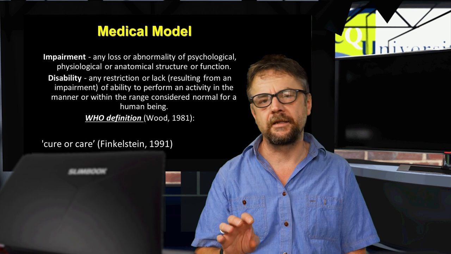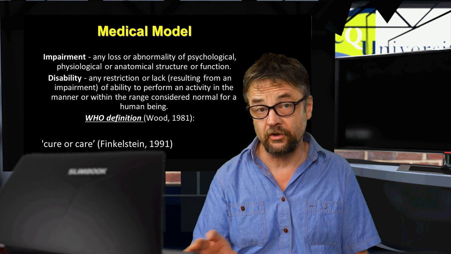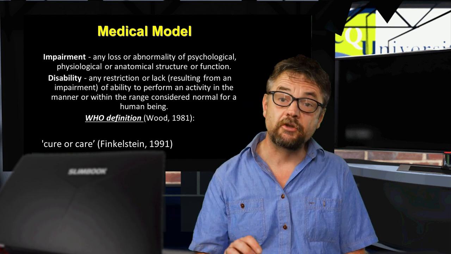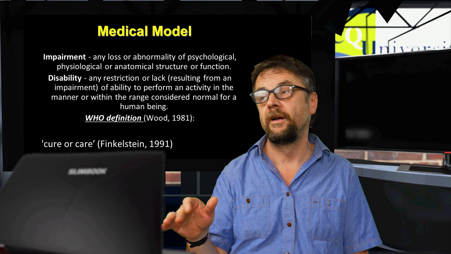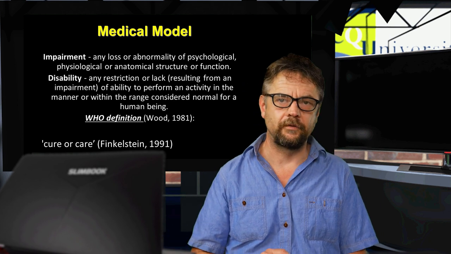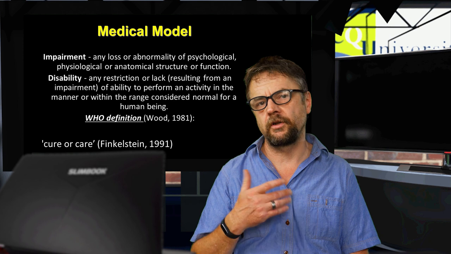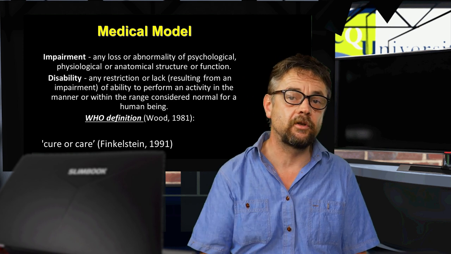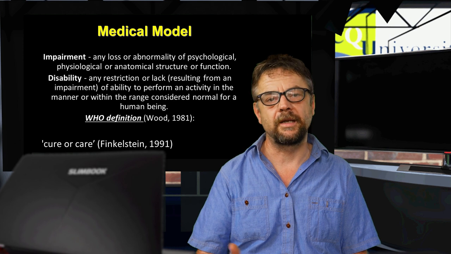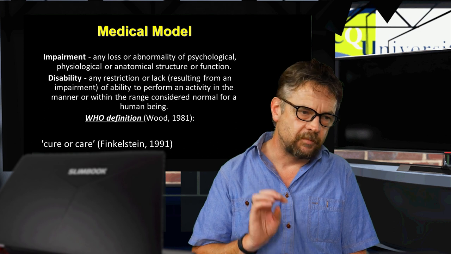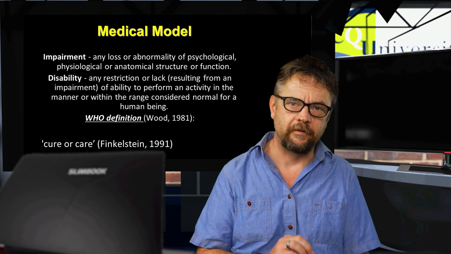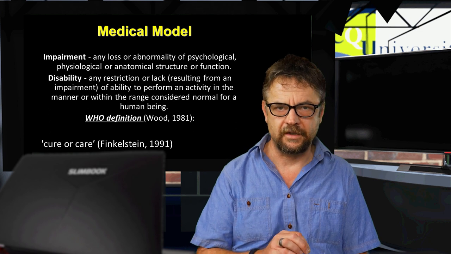Here is how the terms impairment and disability are defined under that approach. Impairment is any loss or abnormality of psychological, physiological, or anatomical structure or function. And disability is any restriction or lack resulting from an impairment of ability to perform an activity in the manner or within the range considered normal for a human being. Now, this medical model gives rise to a cure or care approach. If a disabled person cannot be cured by medical intervention, then they need to be cared for through welfare provision. And under the medical model, the power to define disability is mostly, actually always really, held by professionals, and is out of the control of disabled people themselves.